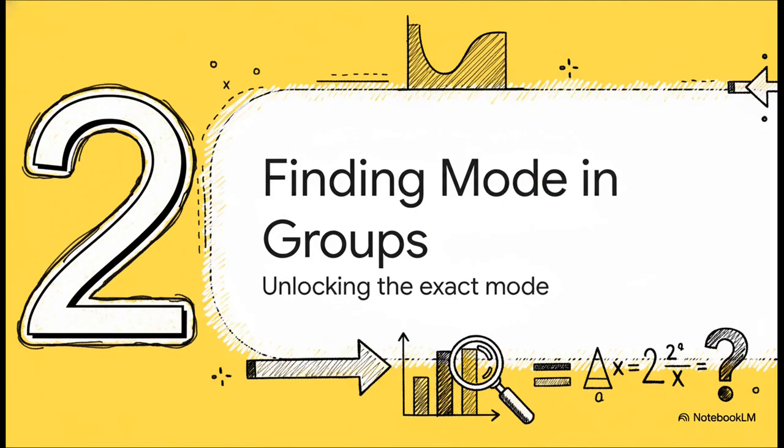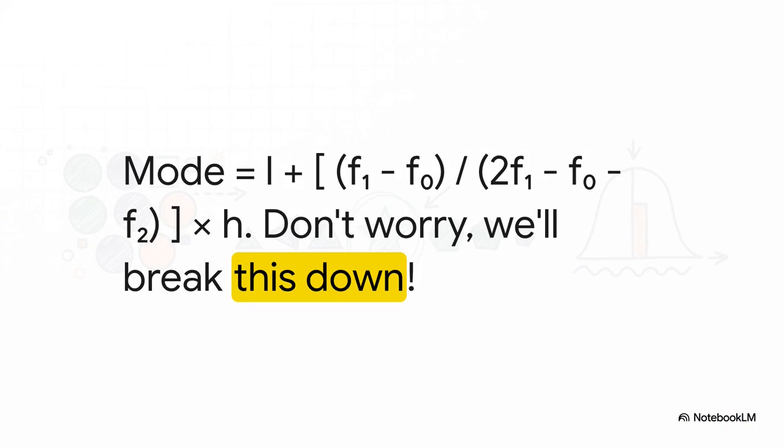Okay, so we found our modal class. We know the mode. Our final answer is hiding somewhere between 4,000 and 5,000. But where exactly? To pinpoint it, we need a special formula. Let's check it out. And here it is. Now, I know what you might be thinking. Whoa, that looks complicated, but don't worry. Seriously, don't let it scare you. We're going to break down every single part together, and you'll see it's actually pretty logical.